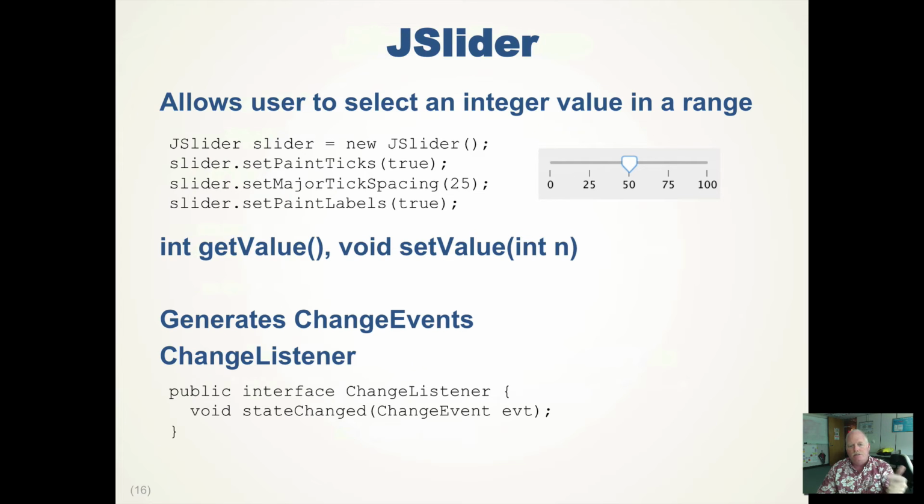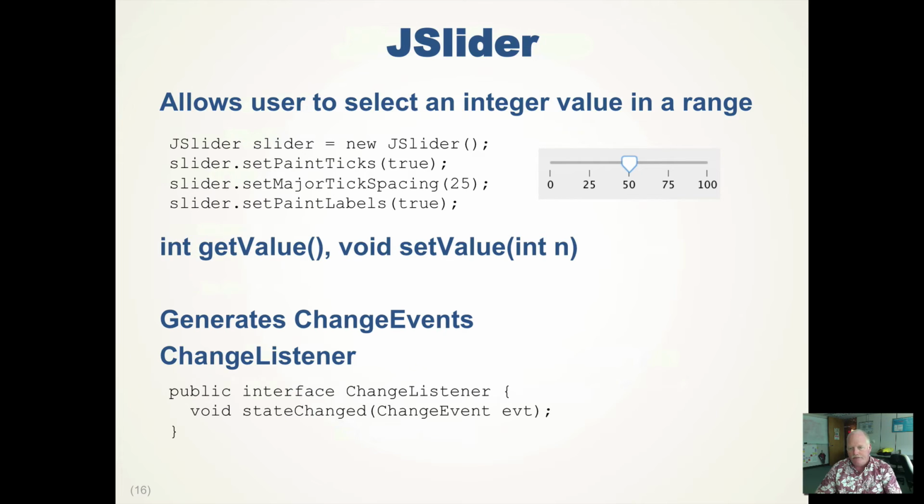If you set the major tick spacing, that tells the slider where to draw them. So I set them at 25, so it's going to go 0, 25, 50, 75, 100. And then if I say paint labels true, it actually paints the values below the tick marks. If I didn't have that line, we would just have the 5 tick marks. If I didn't set the ticks true, but I did say paint the labels, I wouldn't have the vertical lines.